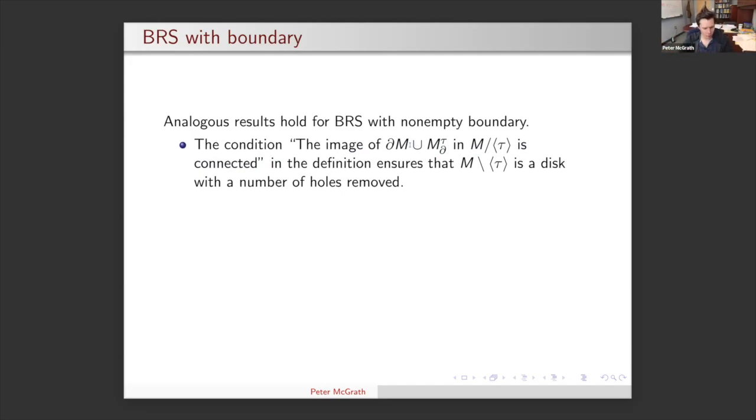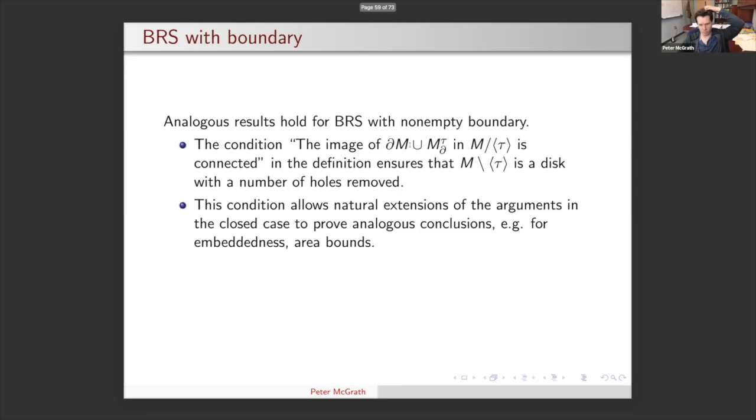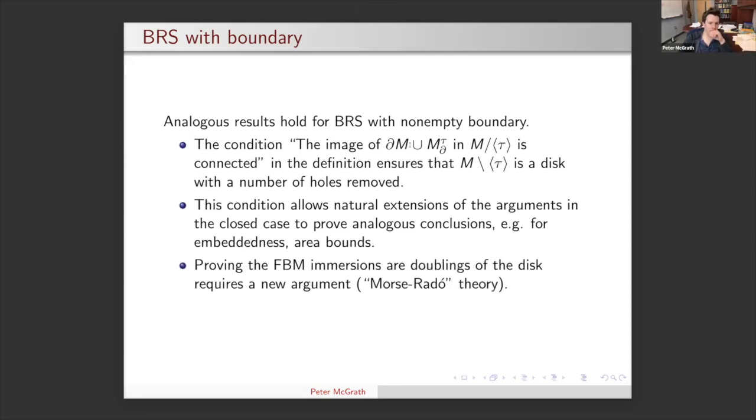So many of the proofs work in the same way, or in a very much analogous way, with the obvious differences on the dimension bounds and so on and so forth. That's what allows us to get the embeddedness, the area bounds, and we do get the analogous property about doublings. So we would get that the corresponding immersions are embeddings and they're free boundary doublings of a two-disk.